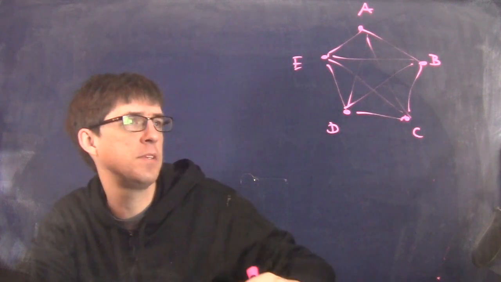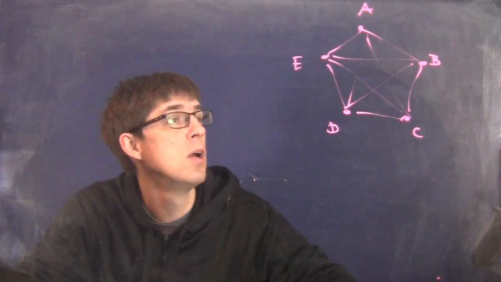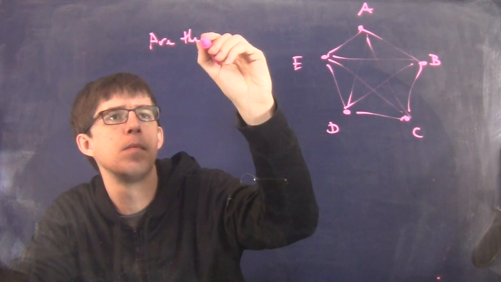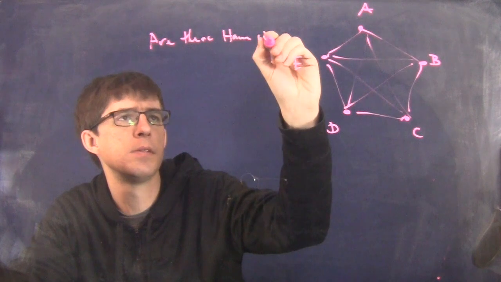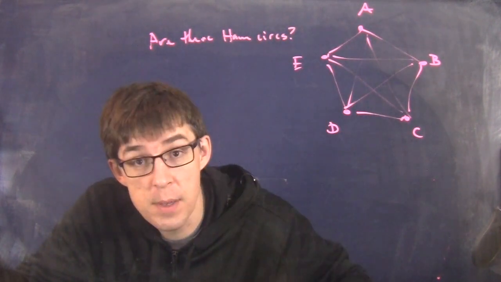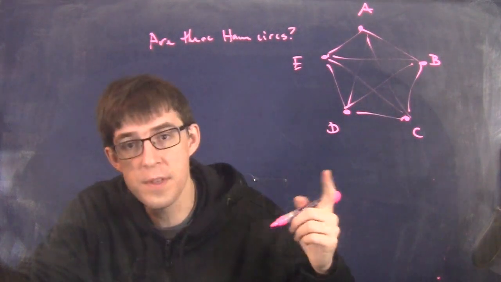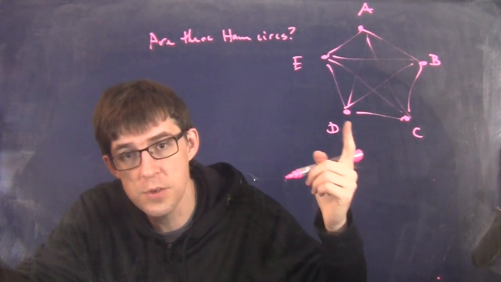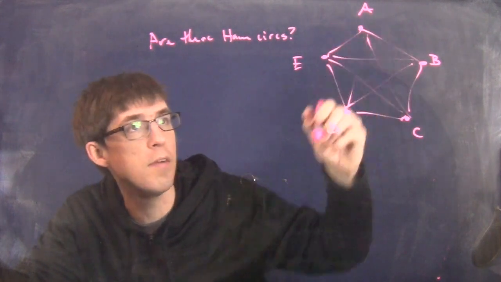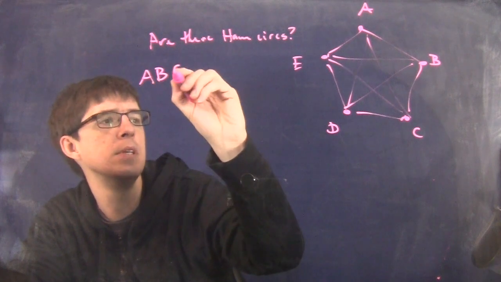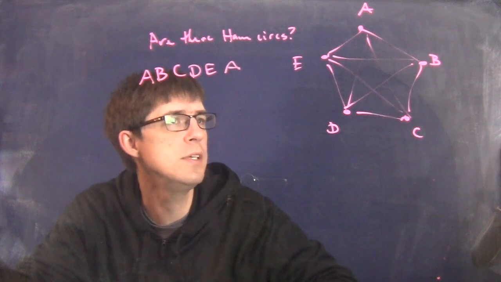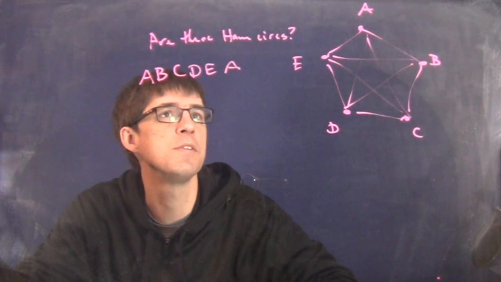What are the Hamilton circuits? Are there Hamilton circuits? The answer is yes. Can you think of a Hamilton circuit here? Let's just write it down. Well, I think the easiest way, remember you have to make a circuit which visits every vertex. The easy way would just be go around the outside, right? You can go A, B, C, D, E, A, right? I'll write the circuit that way. A, B, C, D, E, A. That is a Hamilton circuit.